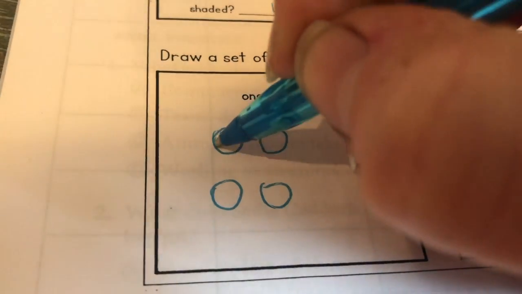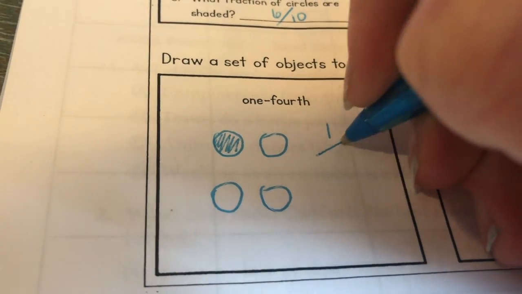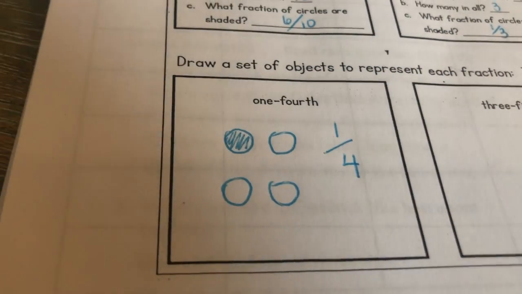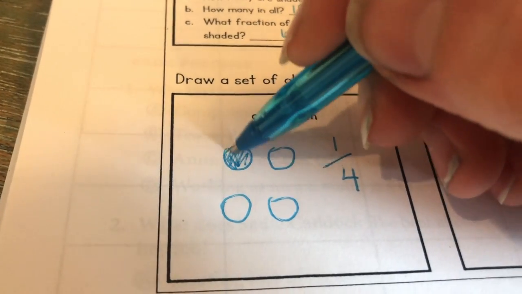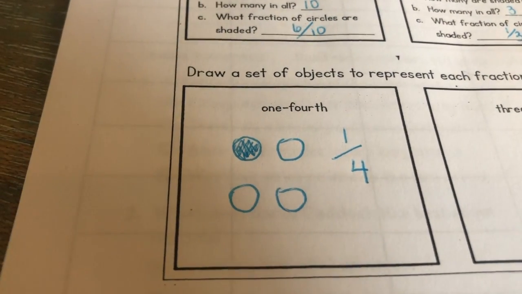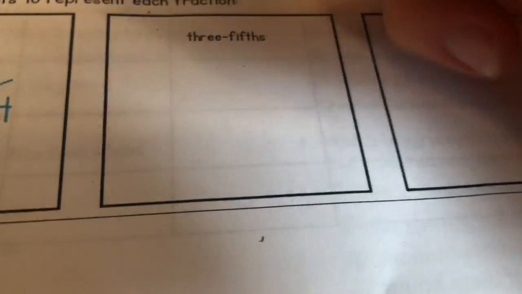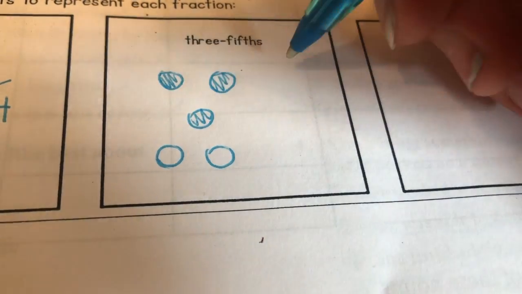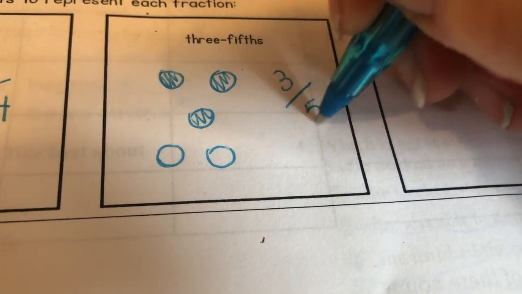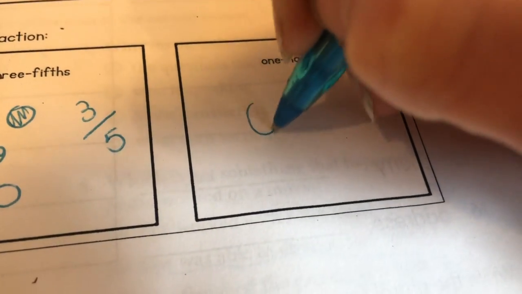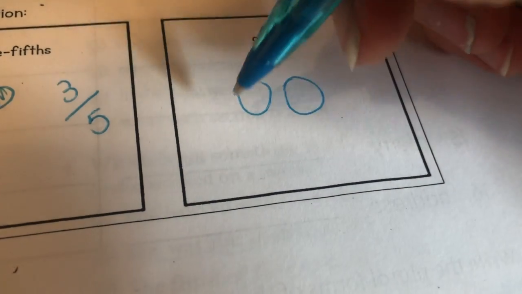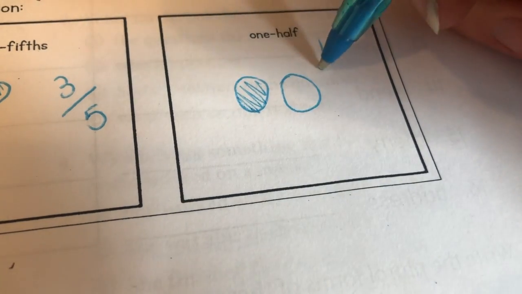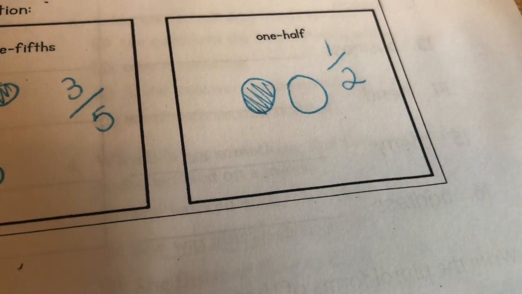And I'm going to shade in 1. And that, if I was going to write it as a fraction, would look like that. 1/4, or one fourth. Remember? Same thing, different words. Okay, 3/5. So I need to do 1, 2, 3, 4, 5. And I'm going to shade in 1, 2, 3. And that's 3/5. And then 1/2. So I know that a half is 2. 1/2. All right, so that's our math for today.